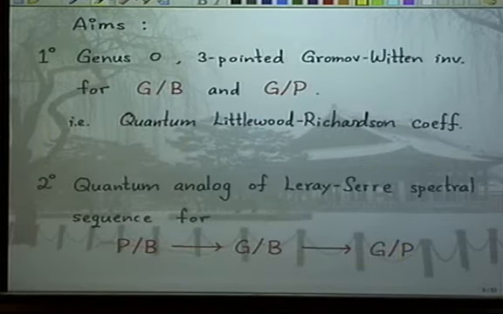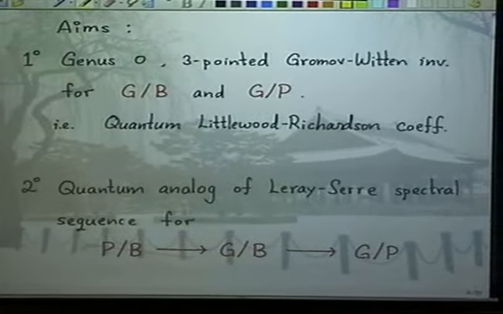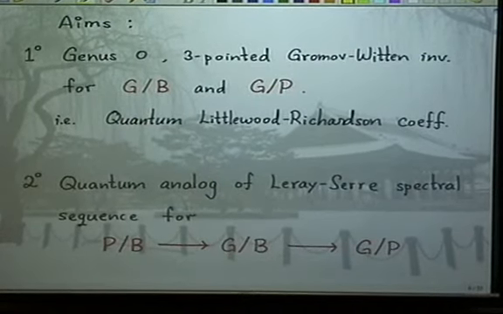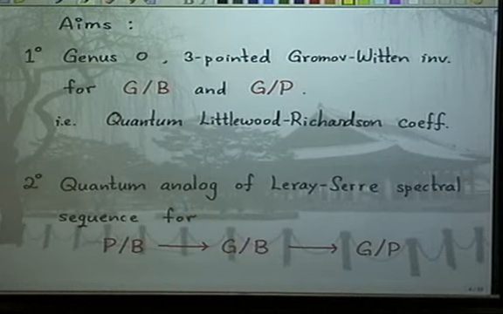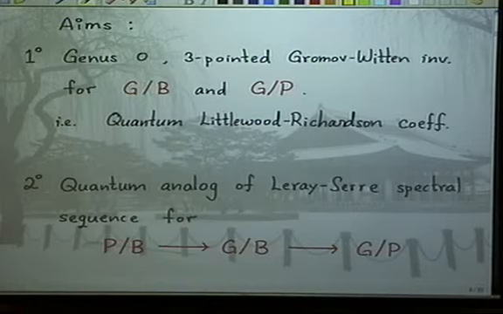So the aim of this talk is twofold. First, we will give an explicit formula to compute the genus 0 three-pointed Gromov-Witten invariants for G over B mostly, and we'll also explain the same method works for G over P. In terms of flag varieties or Grassmannians, those are the quantum analog of the Littlewood-Richardson coefficients. So that's why we call it the quantum Littlewood-Richardson coefficient.